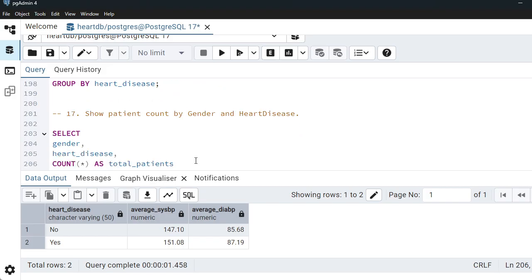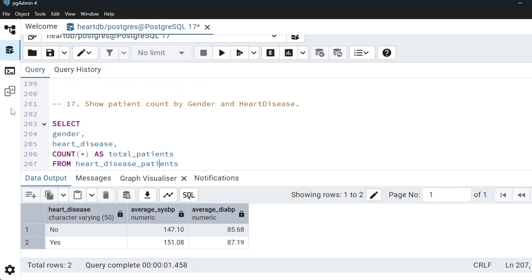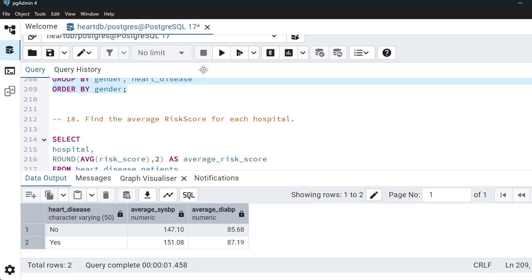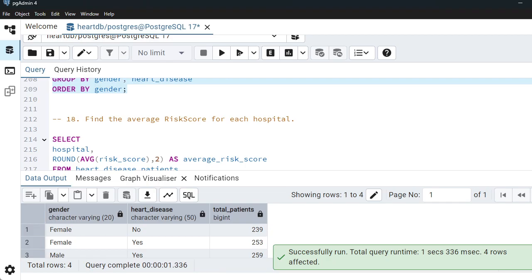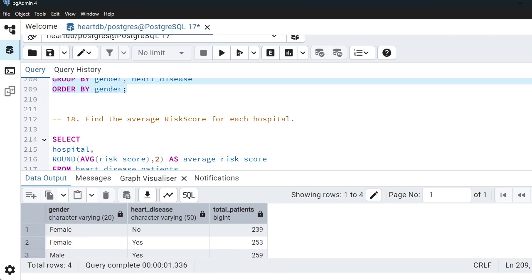Now I want to show the patient count by the gender and the heart disease. So patient count by gender and heart disease. We want to see the patient counts by the heart diseases. So now we have the females that don't have heart disease are 239. The females that have heart disease are 252.